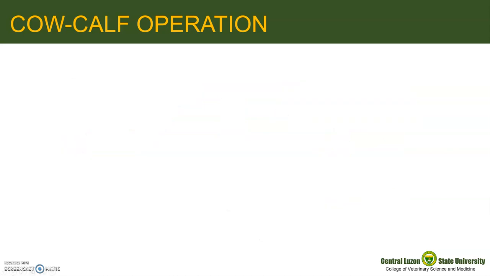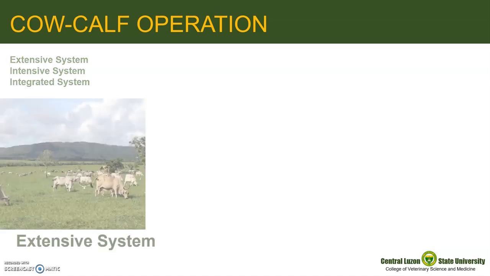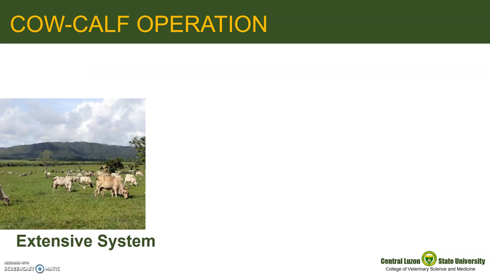The cow-calf operation can be further classified into extensive, intensive, and integrated system. In the extensive system, the animals are maintained in a vast tract of open lands where the animals are allowed to graze freely. This type of system is often termed as ranching.